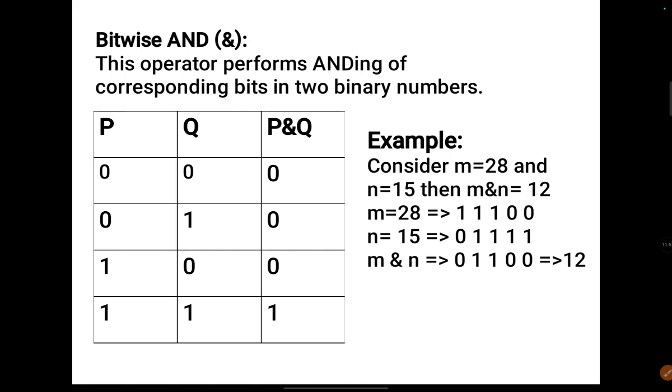Example, m is equals to 28 and n is equals to 15. In binary form, 28 is 1 1 1 0 0. In binary form, 15 is 0 1 1 1 1. By comparing both, we get 1 and 0 is 0, 1 and 1 is 1, 1 and 1 is 1, 0 and 1 is 0, 0 and 1 is 0. Total is 12.